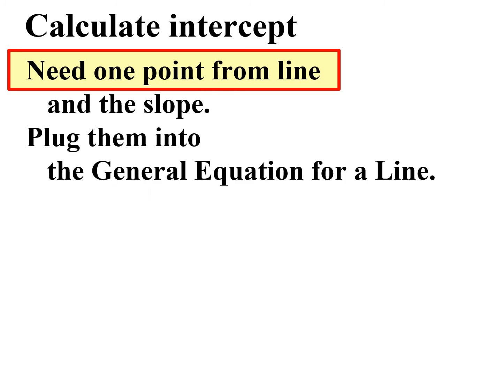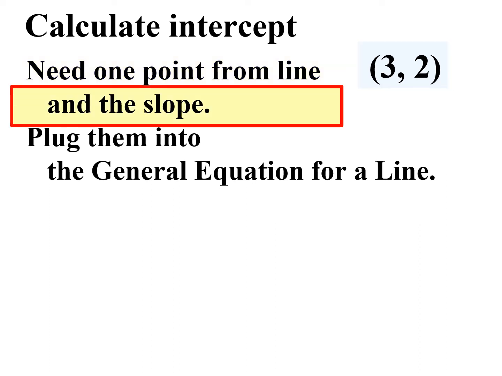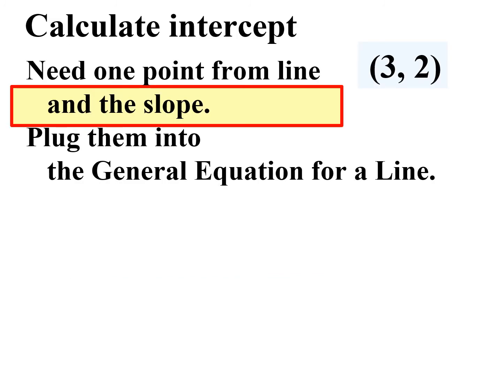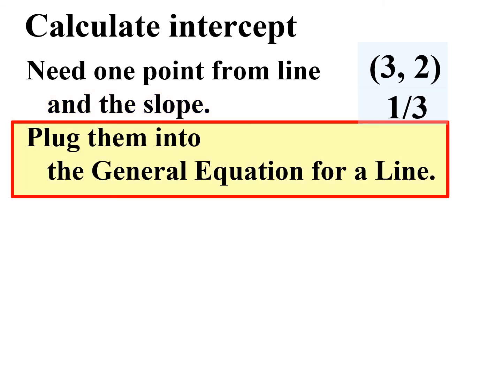So now we have that 1 point from the line, which we said was (3, 2). And we need the slope, which we calculated in step 2. In step 2, we said that the slope was equal to 1/3. So now we have one point and the slope, and we're ready for the next part. We need to plug these numbers into the general equation for a line.